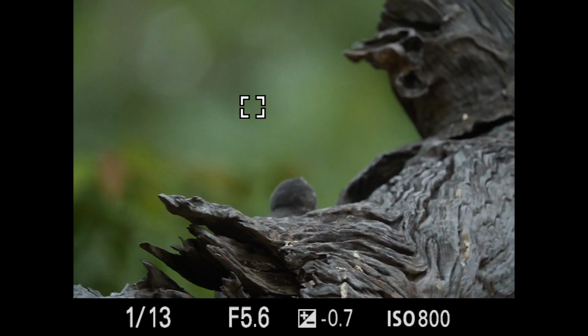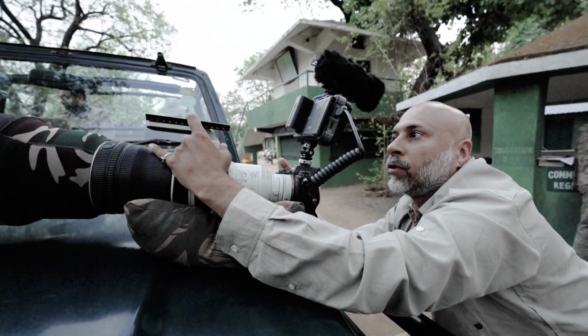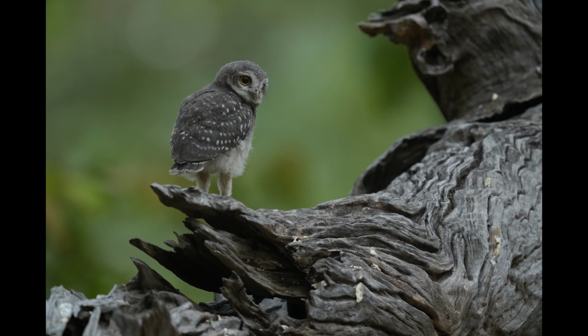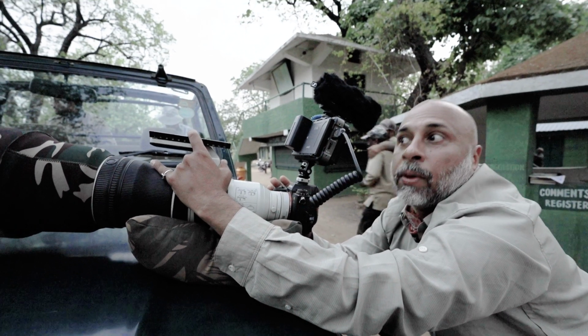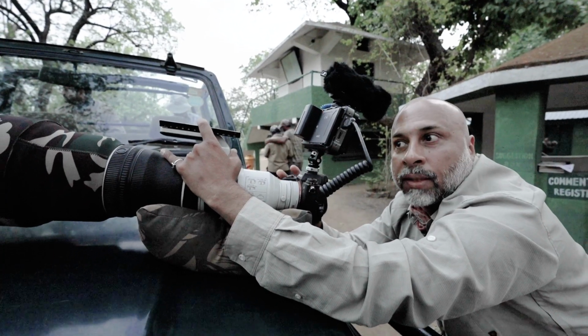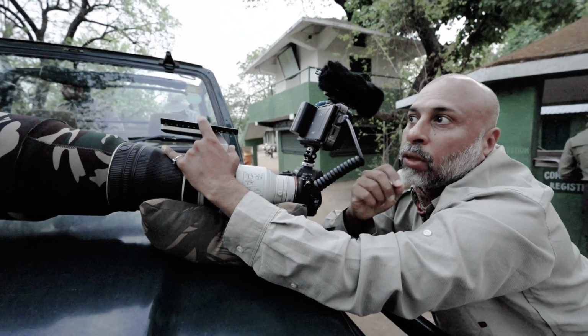So let's see the one that I shot. Did I get a sharp image at 1/13th of a second? Let's see. So this is at 1/13th of a second. Look at this. It is quite sharp. So even at 1/13th of a second, I am able to get a pretty crisp, sharp image. That is because you need to choose that particular moment when it is totally still.